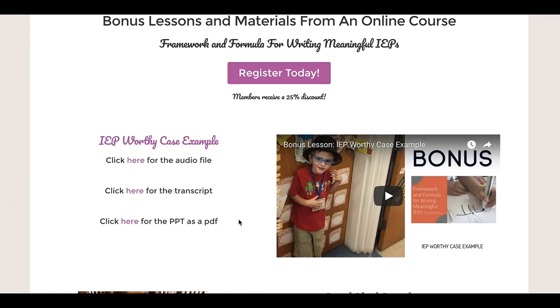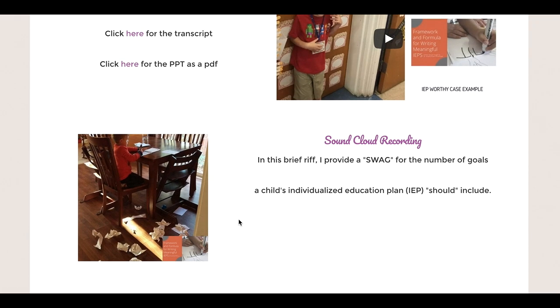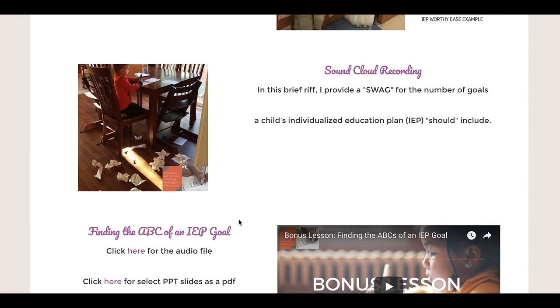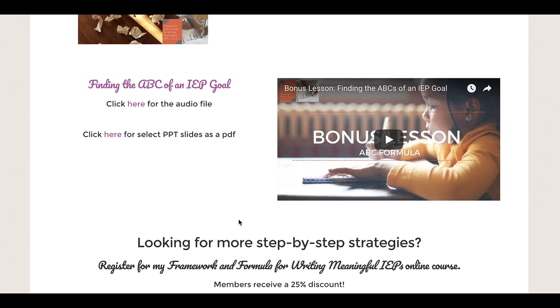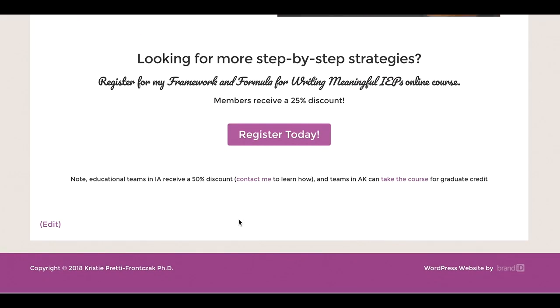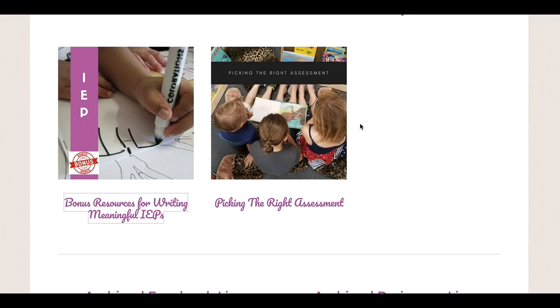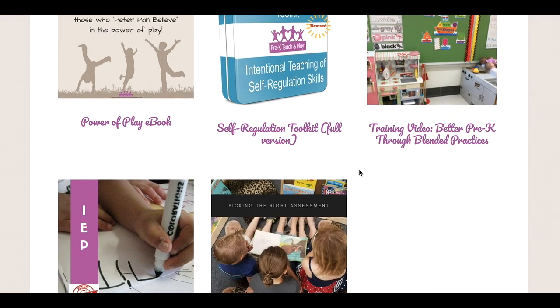If you want to learn about a case study about what's IEP worthy, if you want to listen to my swag about how many goals a child should have on their IEP, if you want to see how I go about finding the antecedent, the behavior, and the criteria, they're all here in your library. At any time, you can come into your library and access things that are for members only. There's the full toolkit: you can get the short version for free, but you can get the full version as a member.